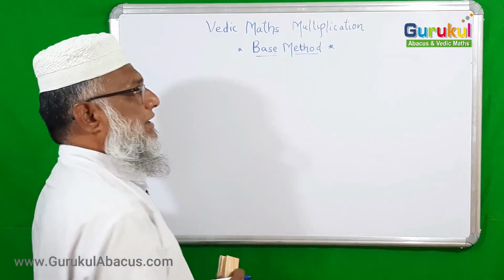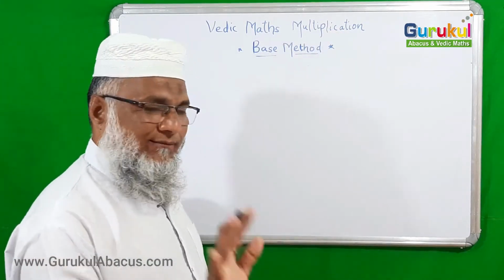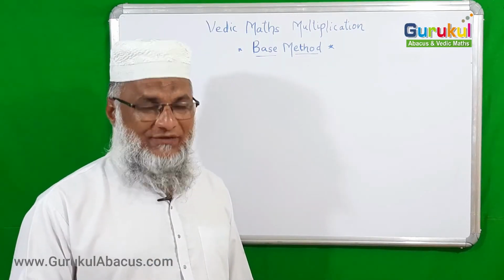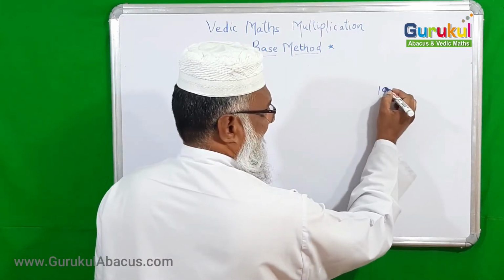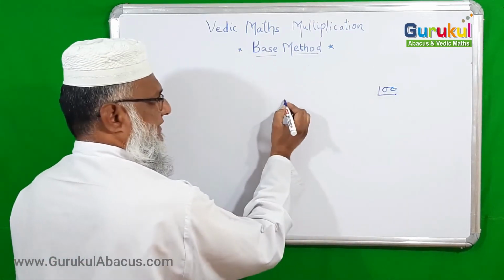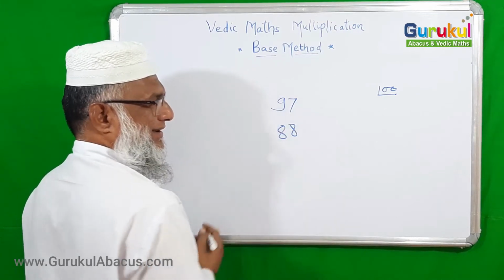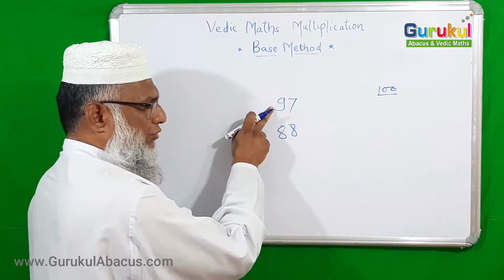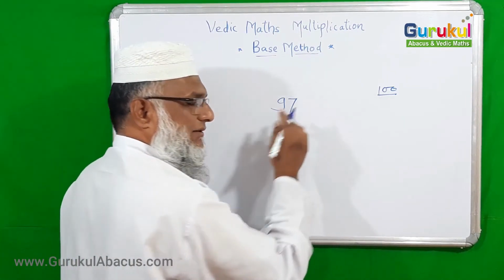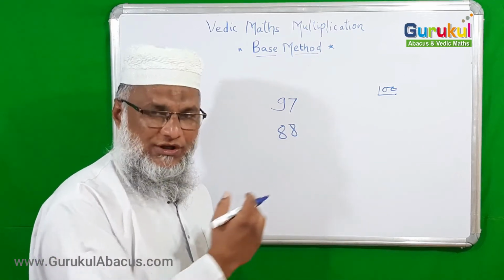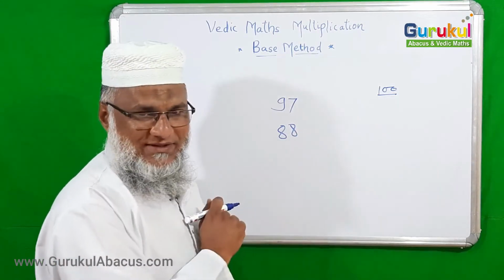Second thing, in multiplication by the base method there are 4 types of examples. First type of example would be what? Suppose our base is 100 and our example is 97 multiplied by 88. Here we observe that both the given numbers are less than the base. This would be one type of example.